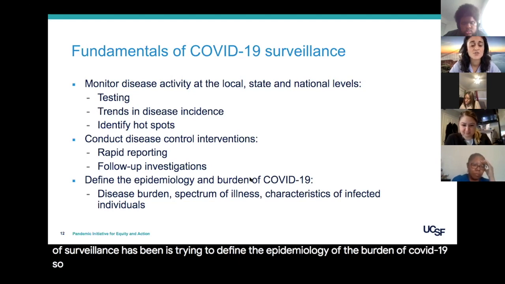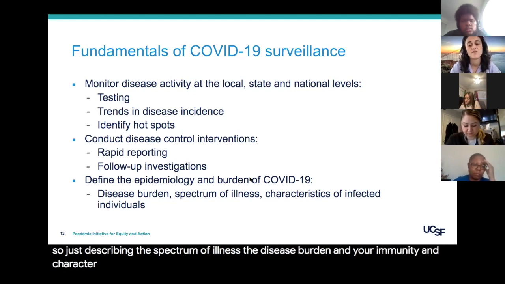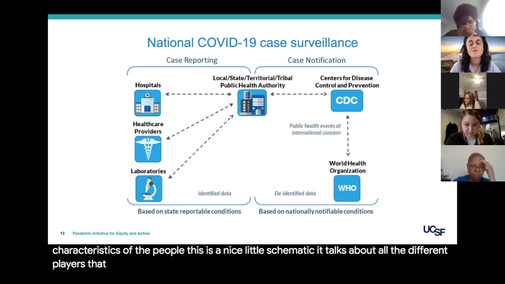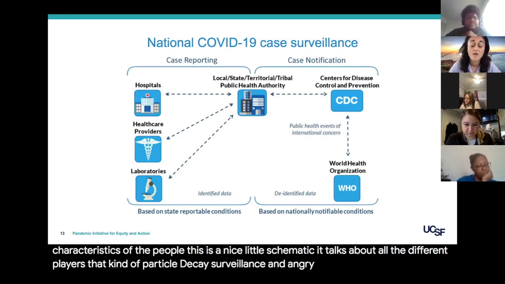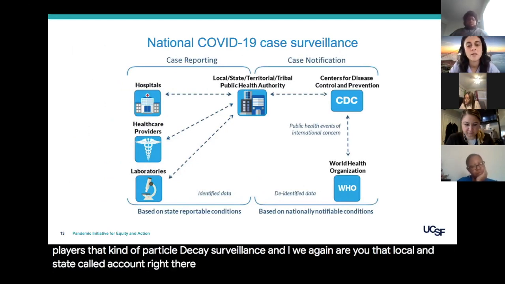So just describing the spectrum of illness, the disease burden in your community, and the characteristics of the people who are infected or sick. Okay, next slide. This is a nice little schematic which talks about COVID-19 case surveillance and all the different players that are part of it. And I would, again, argue that local and state public health are right there in the center of it all.